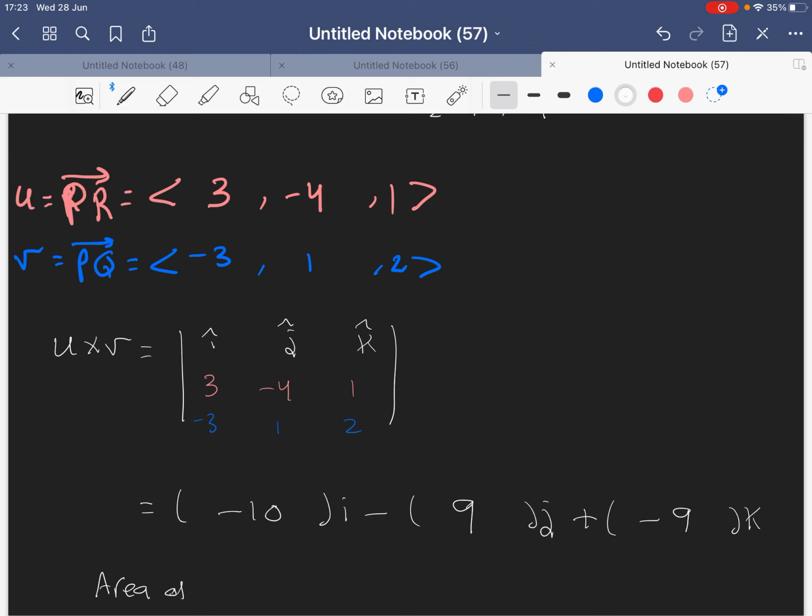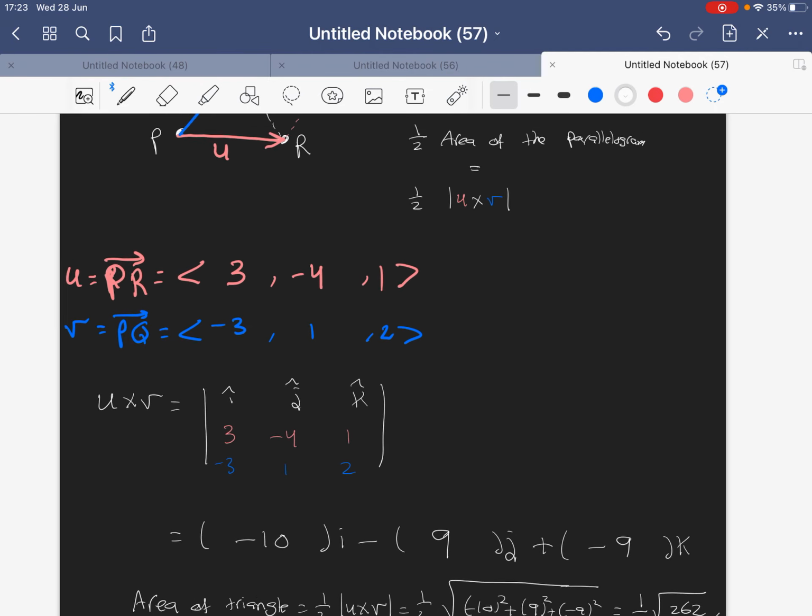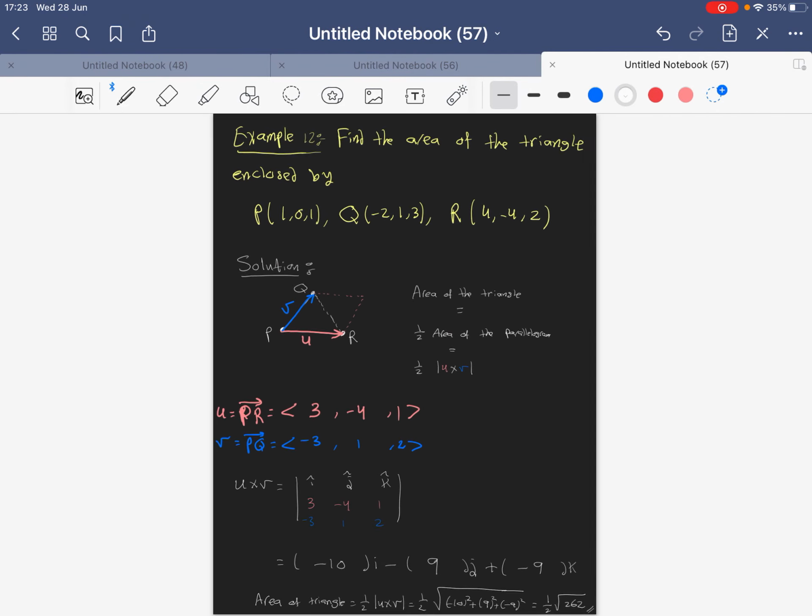And that's what we need to find as a last step, the magnitude. So the area of the triangle is equal to half the magnitude of u cross v, which is half square root of -10 squared, 9 squared, -9 squared. Whatever this number is, it would be 81, 81, and 100. So it would be half root 262. And that's the answer.